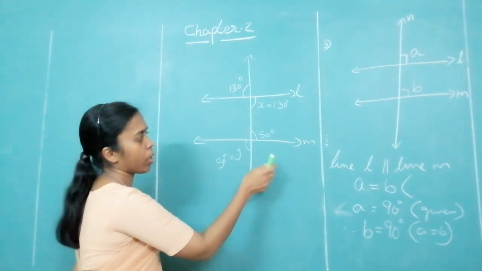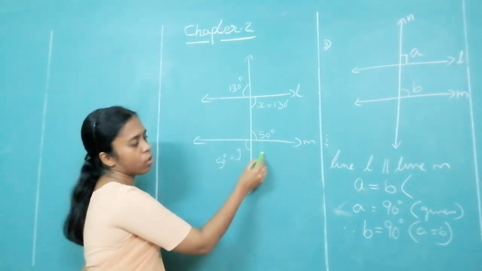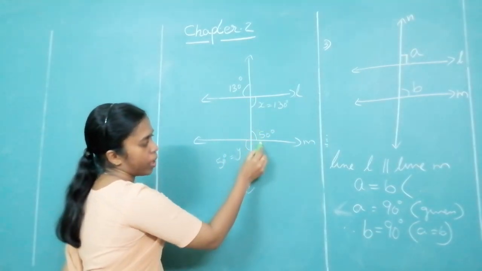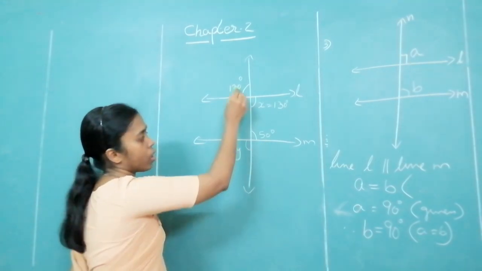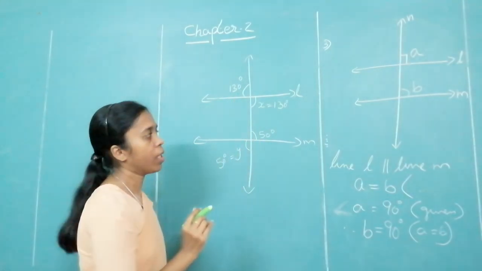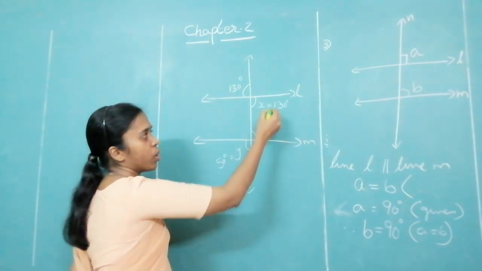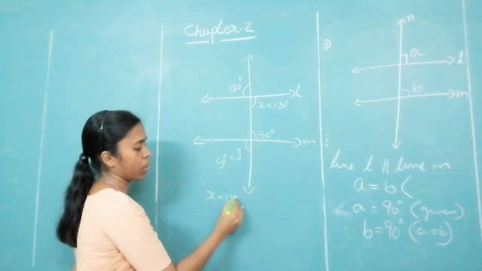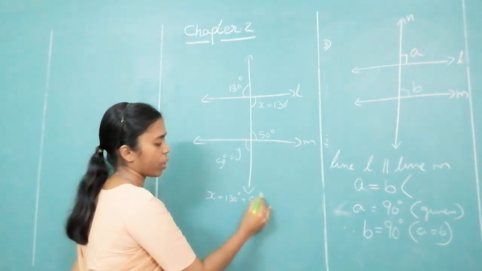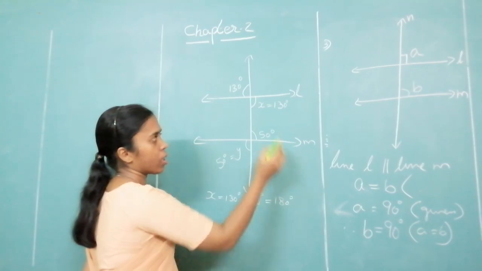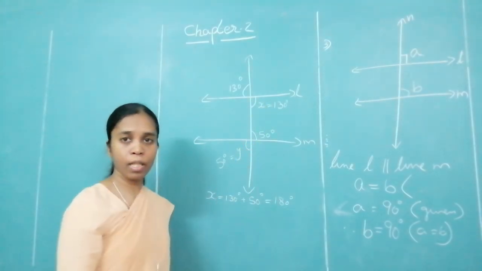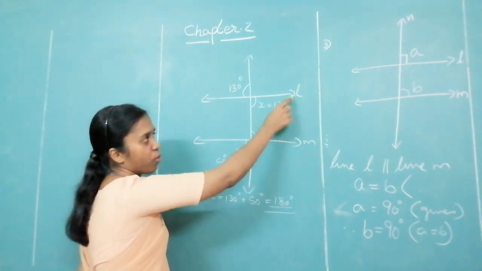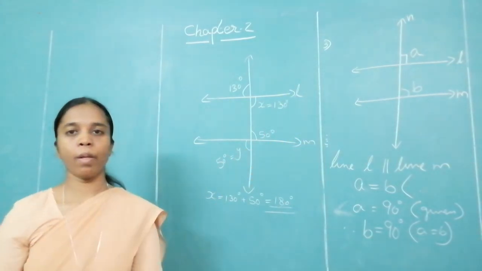Or you can also find out this as, how much will this be? 130 degree. Why? This is a linear pair, so you get this as 130 degree. These are exterior angles, so you can prove it. Better than that, since this is given to you, add these two, so you will get X, that is 130 degree plus 50 degree. How much are you getting? 180 degree. And what type of angles are these? These are interior angles, and you are getting interior angles are supplementary. Therefore, line L and line M are parallel.